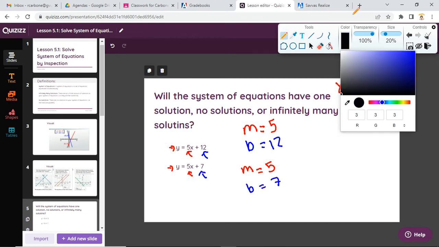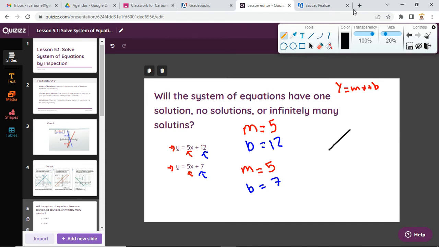Alrighty, so since my system of equations has two lines with the same slope but different y-intercepts, that's going to mean they're going to look something like this. Notice those two lines do not intersect, right? They are parallel, which means there are no solutions to the system of equations. The thing that showed us that is we have the same slope and different y-intercepts. So if you have the same slope and different y-intercepts, you will have no solutions to your system of equations.